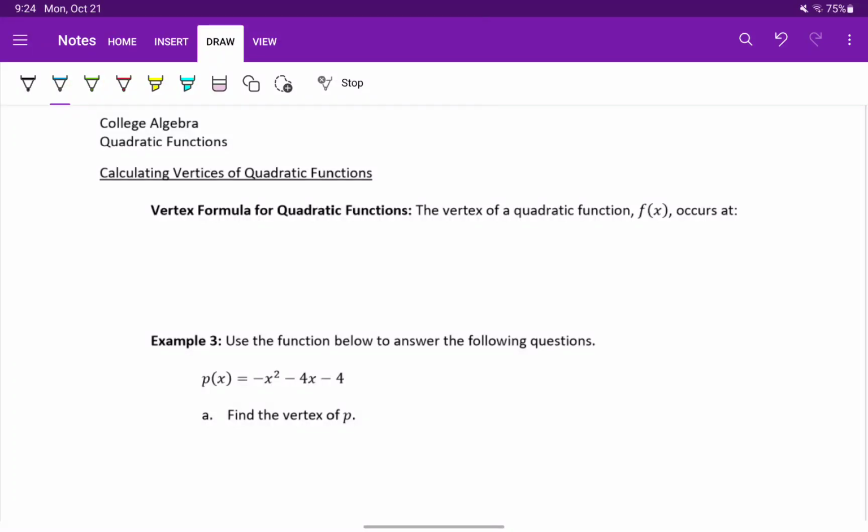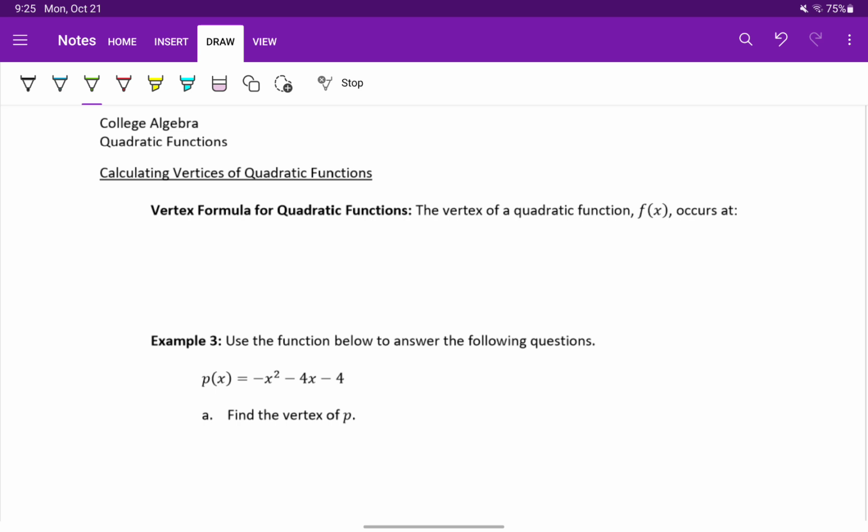Once we understand what we're looking for, finding a vertex for a parabola, for the graph of a quadratic function, is usually pretty straightforward. We're just looking for that lowest point or that highest point related to the function value. Determining that if we're not given the graph, though, or if our vertex doesn't land at a nice point where we have whole numbers for both values, it can be a little harder to determine.